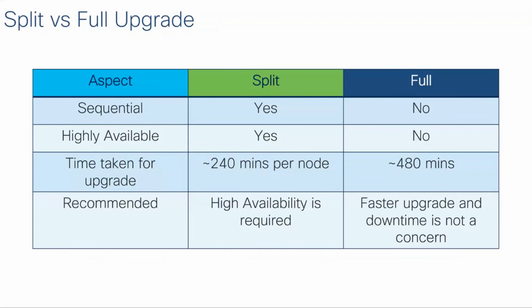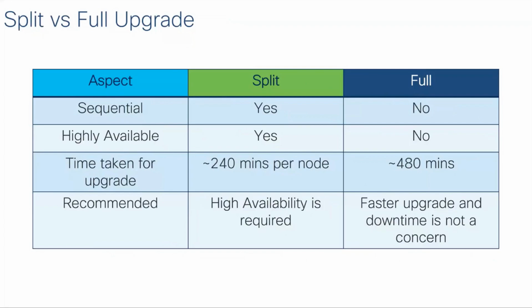When do I need to choose the split upgrade method? If I'm not willing to have the endpoint services affected during my upgrade or migration, then I would prefer to go with a split upgrade process. If high availability or downtime is not a concern for me, and I want my deployment to be upgraded faster despite the expected downtime, I would prefer to choose the full upgrade option. So based on your environment and deployment, and what is best suited for you, you can go with a split or a full upgrade option.